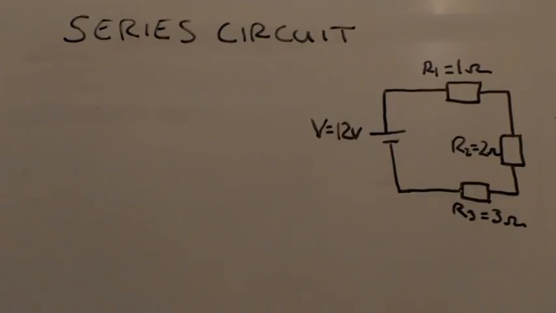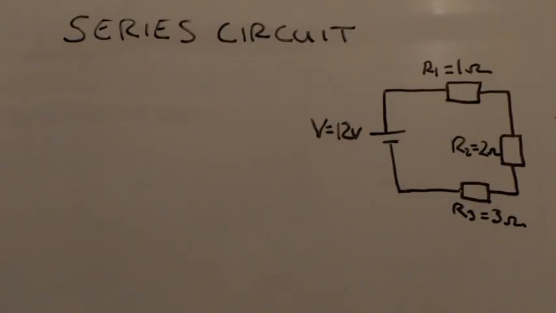Now, to fully understand a series circuit, we need to find certain values. So the first value that we need to know is what is the total voltage of the circuit. The second value is what is the equivalent resistance of the circuit. The third value is what is the total current through the circuit. The fourth value is what is the current through each resistor. And the fifth value is what is the voltage drop across each resistor. Okay, so let's get started then.